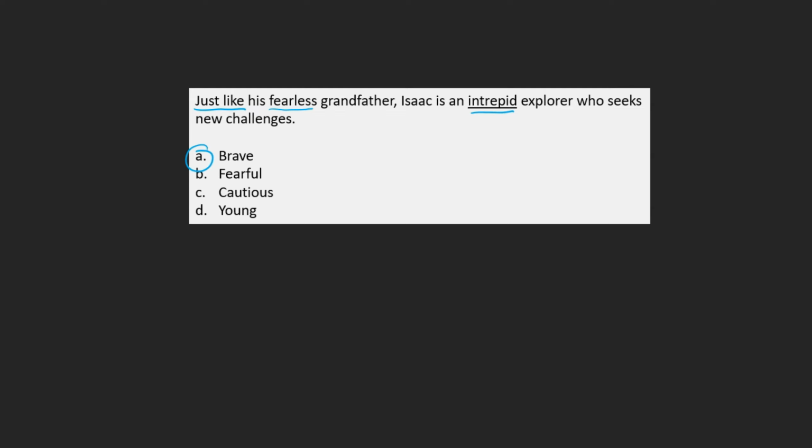Now that you've got the hang of it, try your hand at using clues of comparison or contrast with the mock test questions below.